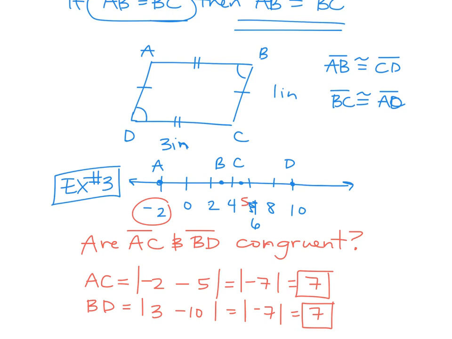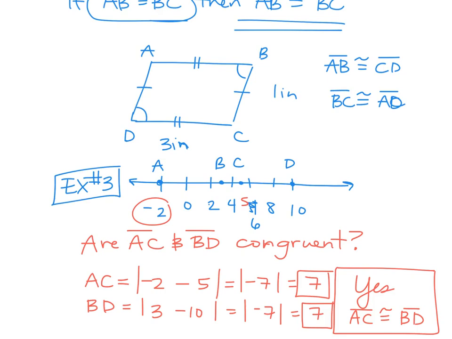Okay? So the question was, are they congruent? What's the answer? Yes. Why? They're both 7 units long. Okay? As long as they're the same length, they are congruent. So your answer would be, yes, AC is congruent to BD. Okay? Questions on that?